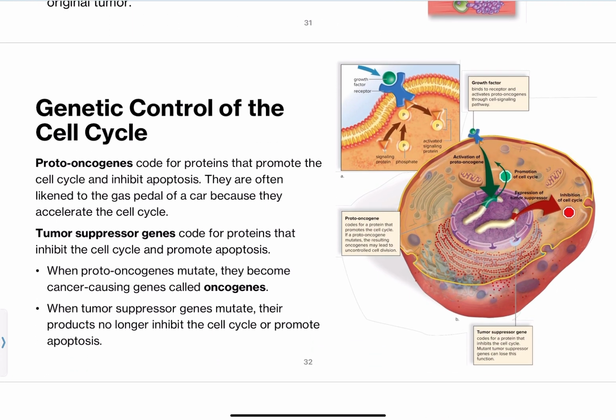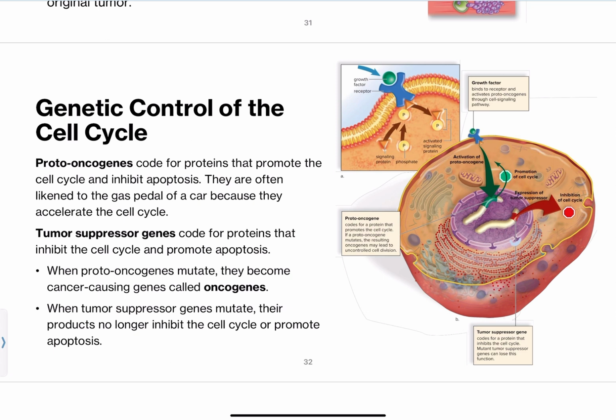Now, from a genetic standpoint, cancer is often caused by mutations in specific genes that regulate the cell cycle. So, two of the major players are going to be proto-oncogenes and tumor suppressor genes. Proto-oncogenes are like the gas pedal. They code for proteins that push the cell forward in the cycle and prevent it from dying. When these genes mutate, they turn into oncogenes, which are like a gas pedal that's stuck down.